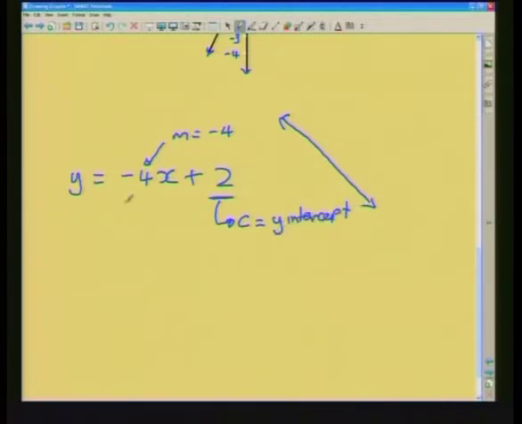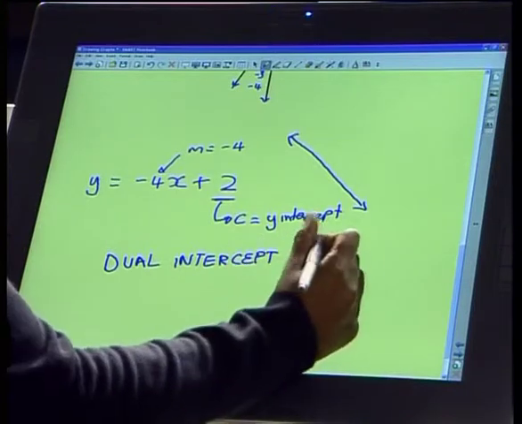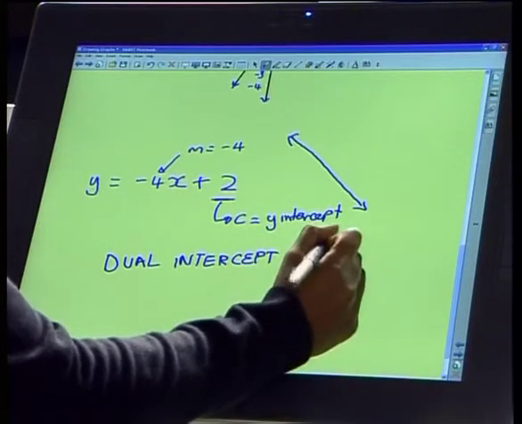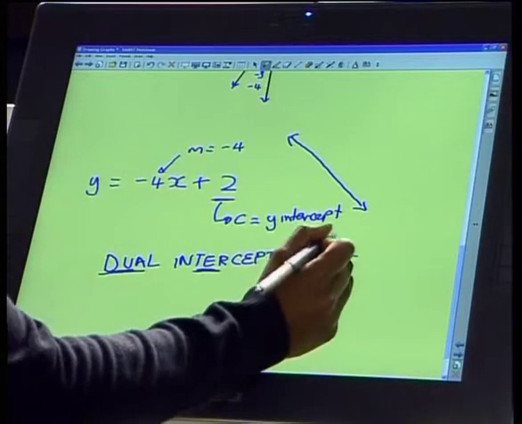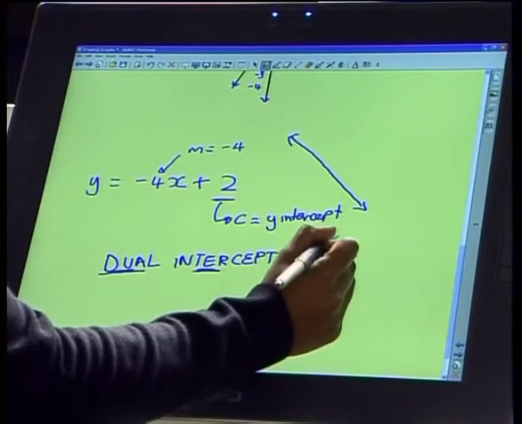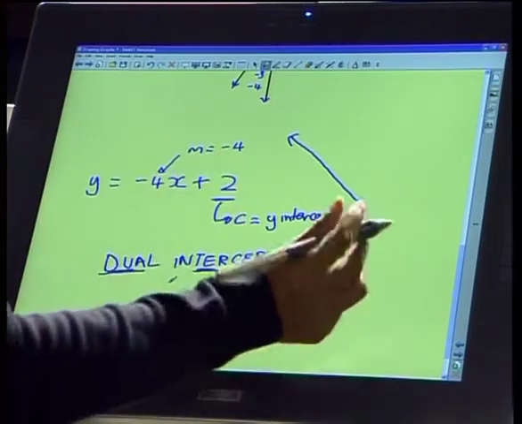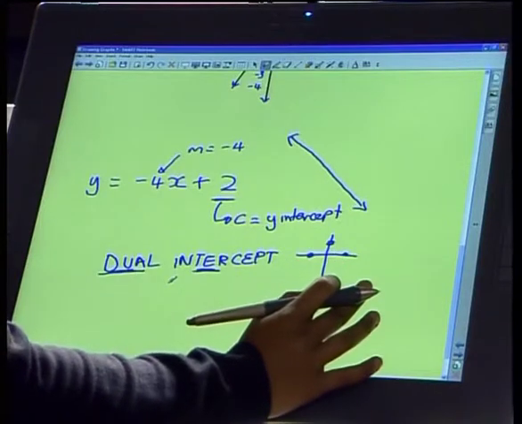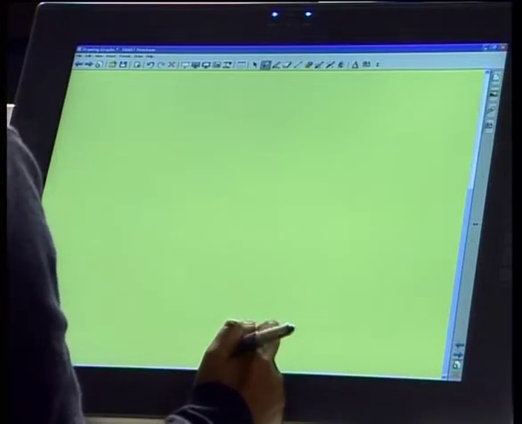So that tells us where this graph is going to cut the y-axis. Now the reason this is called the dual intercept method: an intercept, remember, is a value that cuts somewhere on the x and the y axis. So the dual intercept method means that you've got to find both the x-intercept and the y-intercept. Okay, so let's start that method on the next page.